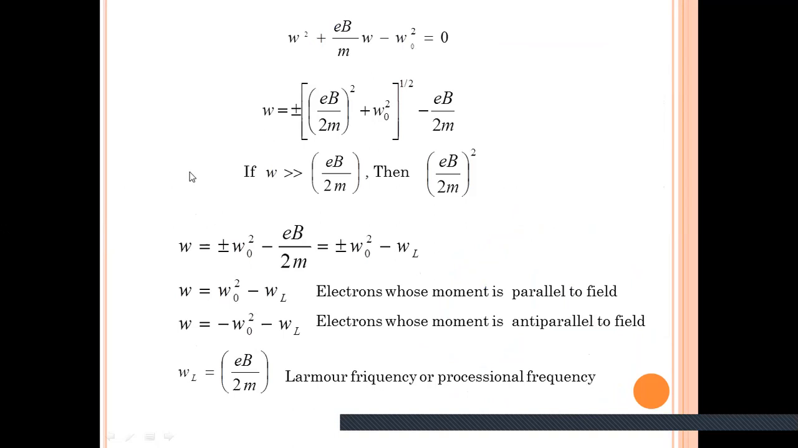Here we will solve this equation, and after solving we get the final frequency, and here we will neglect this term and we get two values of the frequency: one parallel to the direction of the external magnetic field, and one opposite to the direction of the external magnetic field. This is the Larmor frequency.